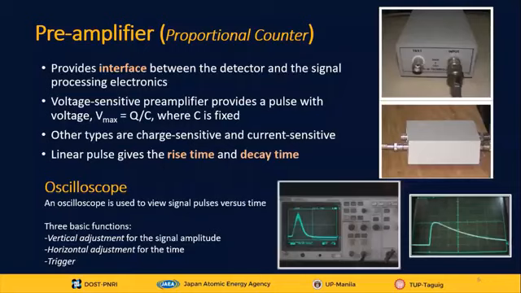The three basic viewing functions of the oscilloscope are the vertical adjustment, which allows you to vary the signal amplitude, the horizontal adjustment for the time, and the trigger, which allows you to select a specific pulse to focus on.